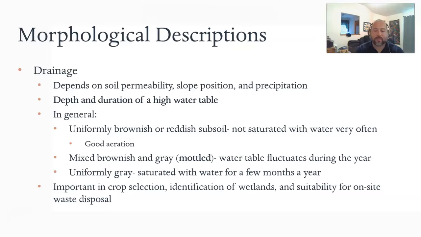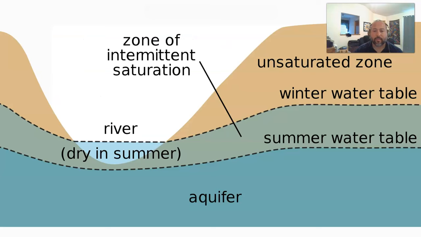And drainage is super important when we're talking about crop selection, when we're talking about trying to identify wetland areas and what are certain types of wetlands, like what's an ephemeral wetland or what's a more permanent wetland. Suitability for on-site waste disposal, if that was something we were trying to accomplish, because it's going to be important to know how wet the soil is and how water moves through the soil. We'll go into more detail when we talk about soil-water relationships, but just to give you an idea of a water table.